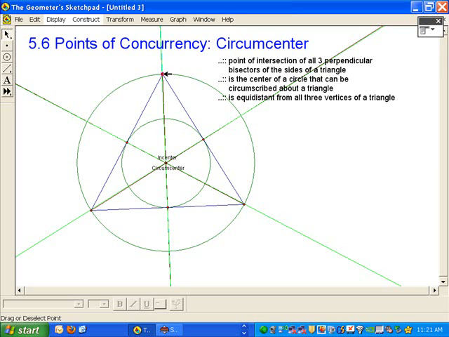All right, are there questions about this point of concurrency? And there's no additional properties other than what we looked at here. And the main relationship in this is that point is equidistant from all three vertices of the triangle.